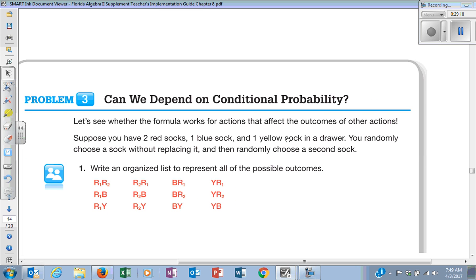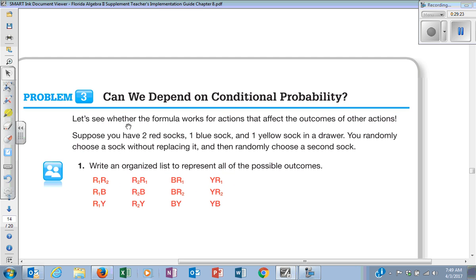Alright. Can we depend on conditional probability? Let's see what the formula works for actions affected the desired outcomes. Alright, so suppose you have 2 red socks, 1 blue and 1 yellow. You randomly choose a sock without replacing it. Then you randomly choose a second sock. Okay. How many events are going to happen? 2, right? You're picking 2 socks. How many outcomes do you have for the first one? 2, 3, 4, right? How many do you have for the second one? 3, which means there should be a total of 12 different events that can happen here, right?